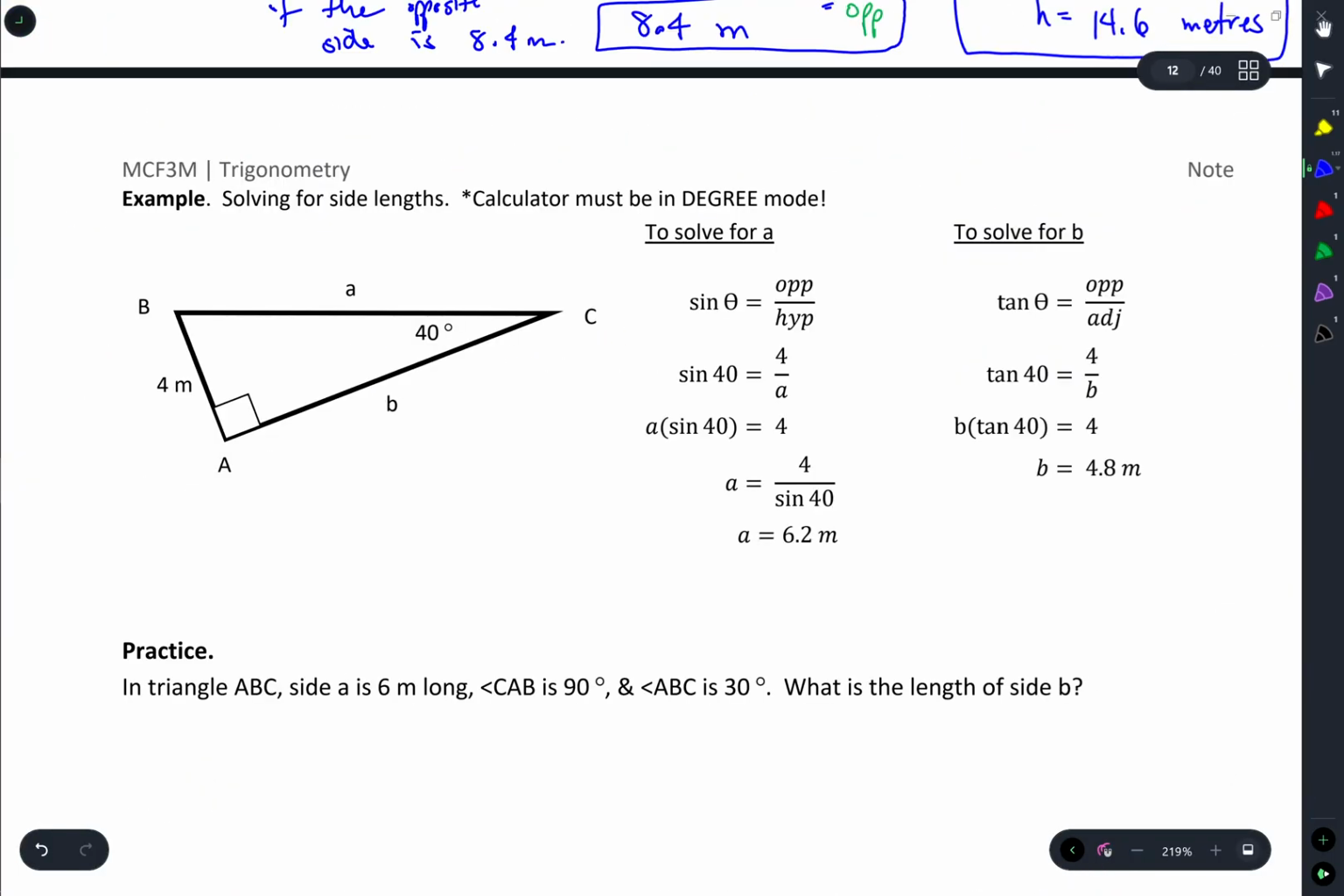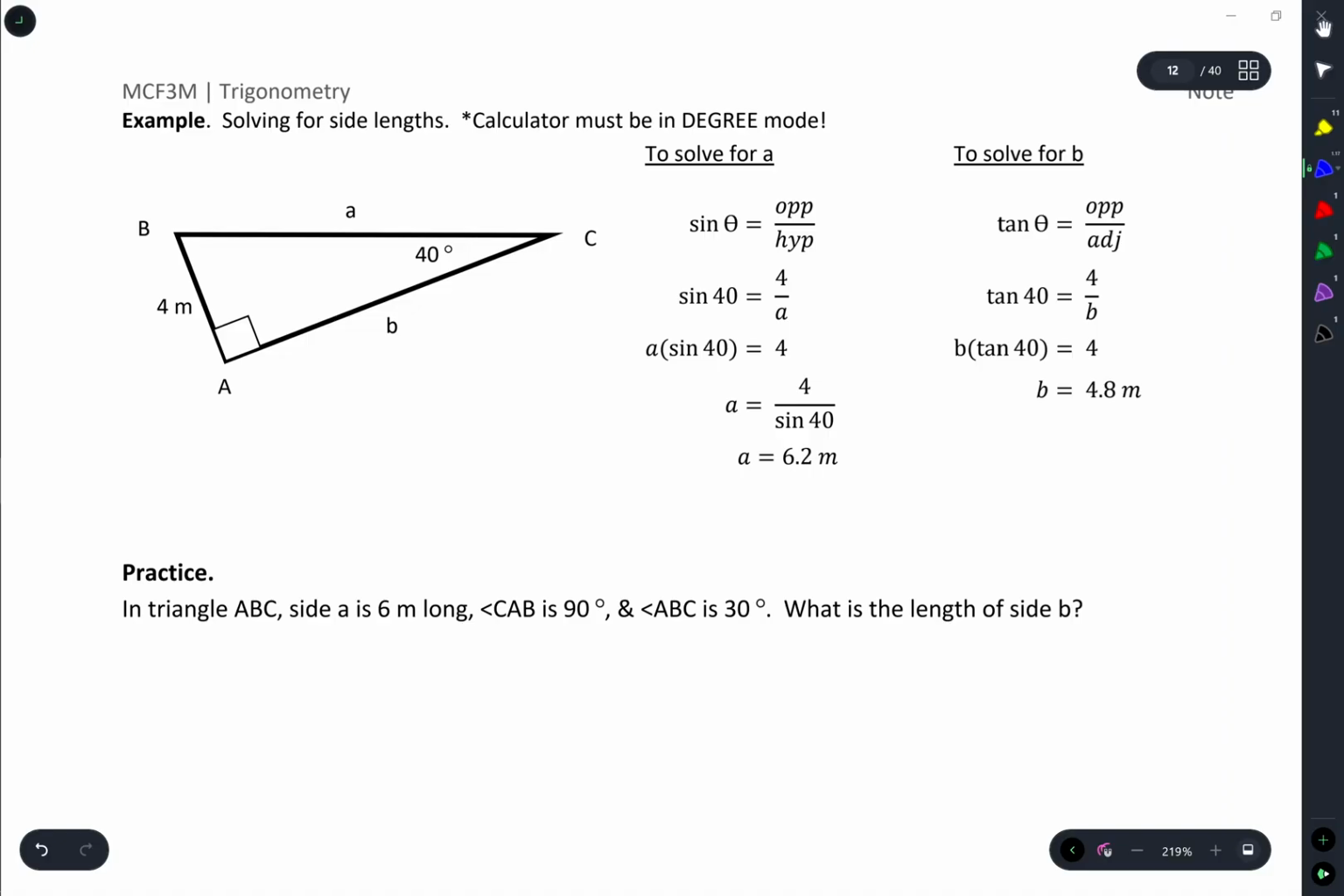Okay, so there's another example there. Take a good look at it if you'd like to. Double check how your calculator works and the rearrangement of some of the steps.